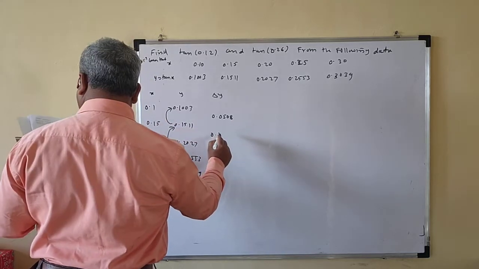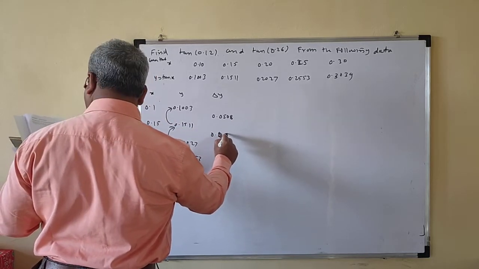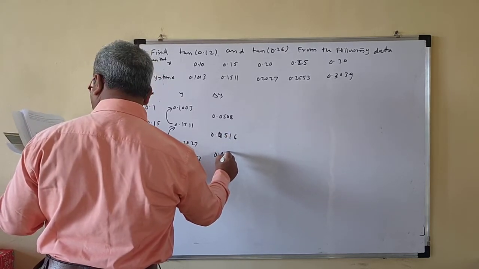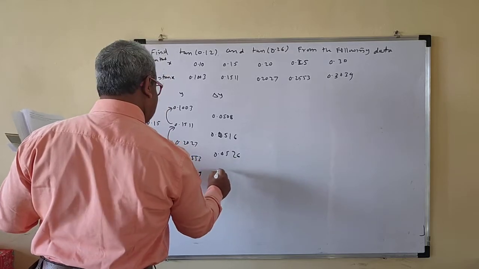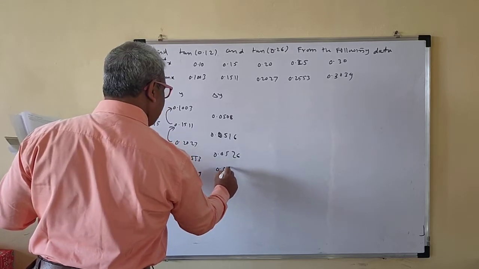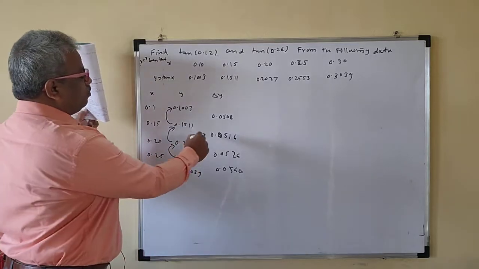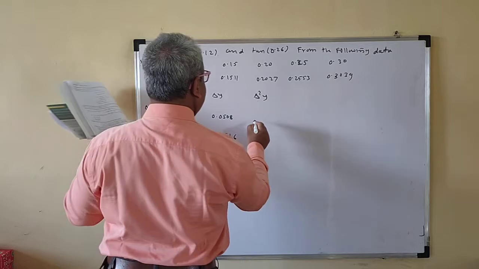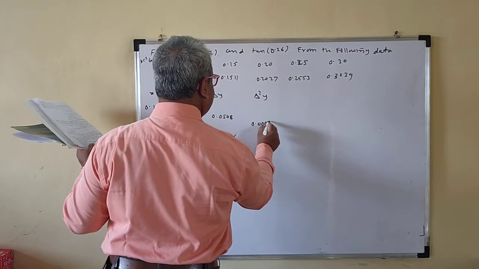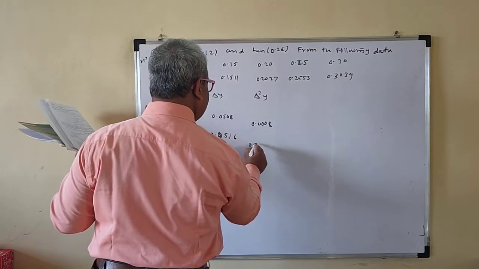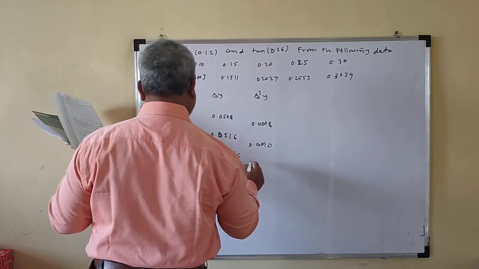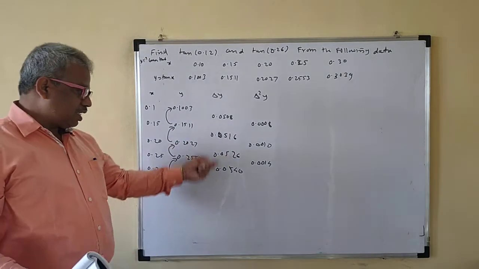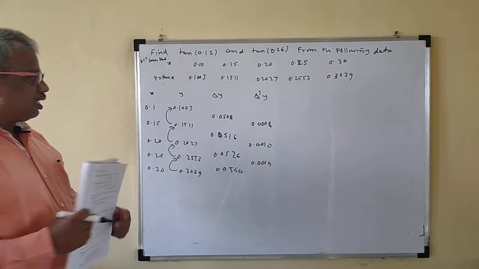The values are 0.0508, 0.0516, 0.0526, 0.0540. Then again this minus this will be del square y, which will be 0.0008, 0.0010, 0.0014. You check whether this is correct or not.